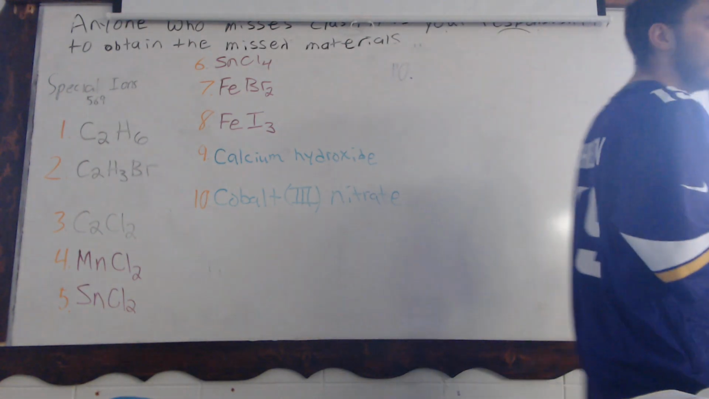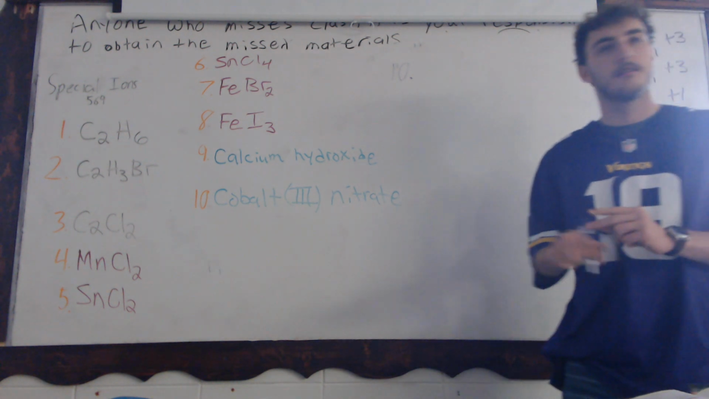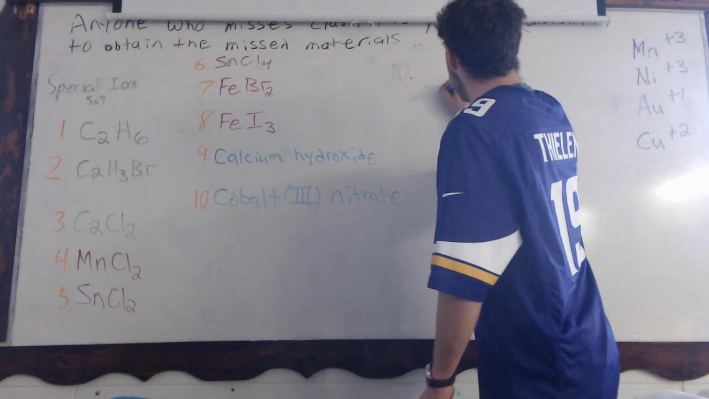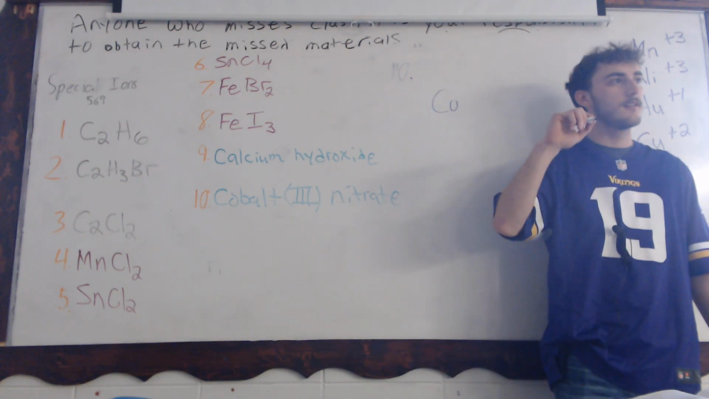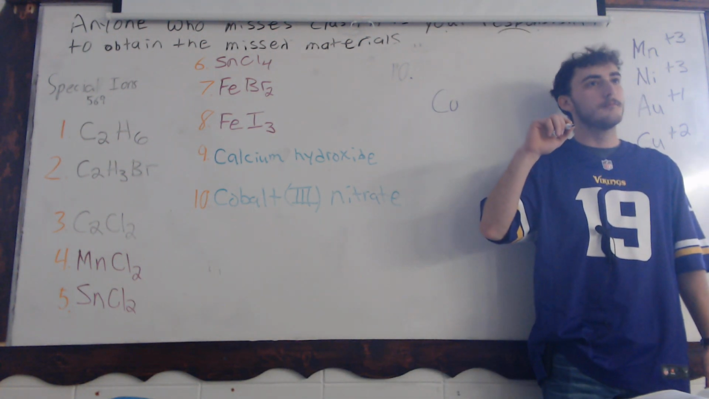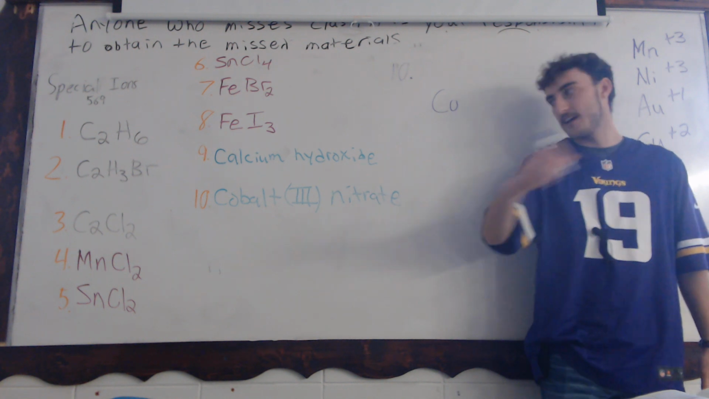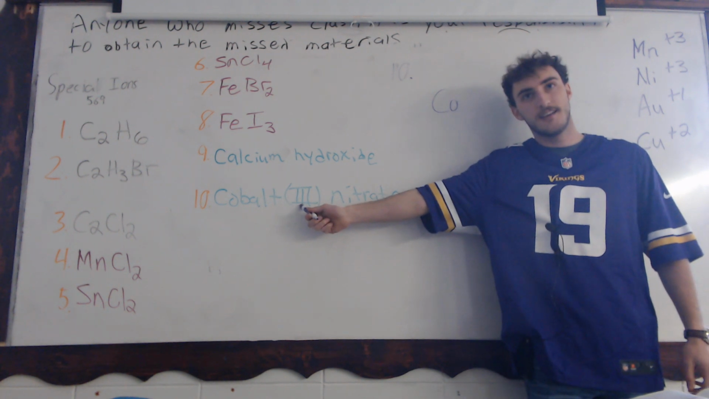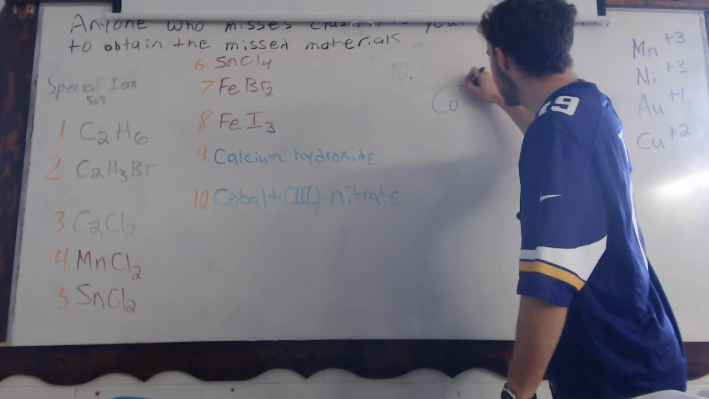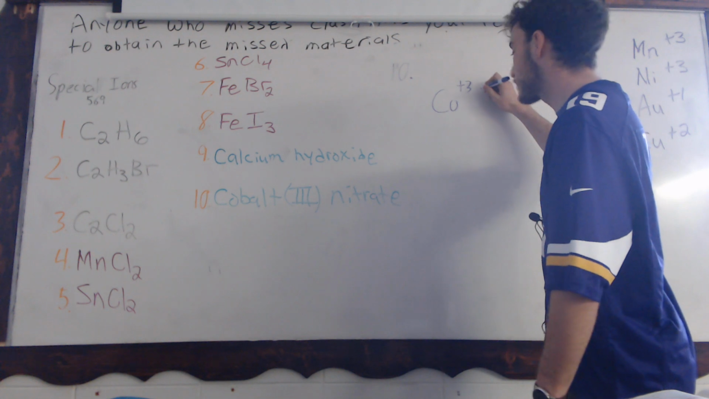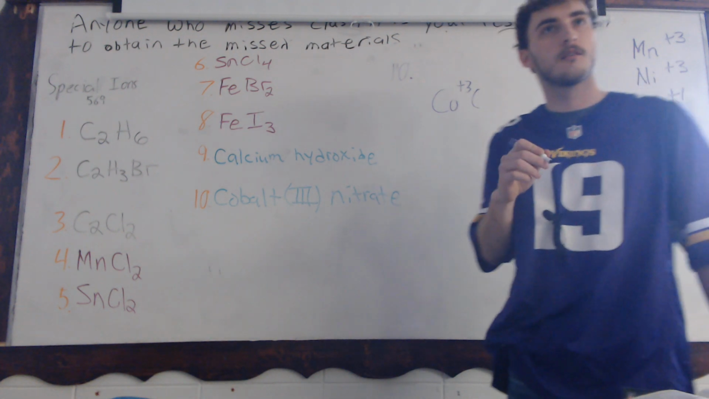Cobalt 3. What do I write down? Co. What's the charge on it? +3. How do I know it's +3? Those are the Roman numerals. Tells me right here. +3. What's a nitrate?